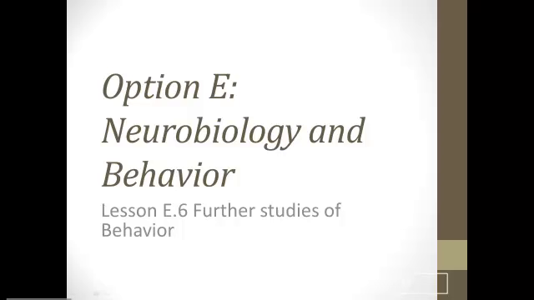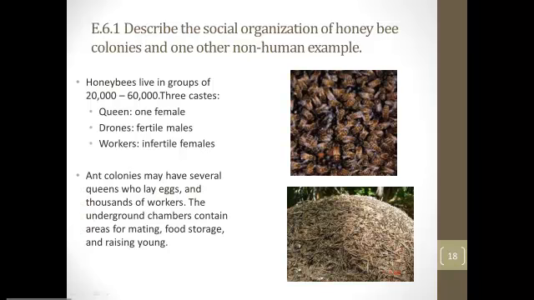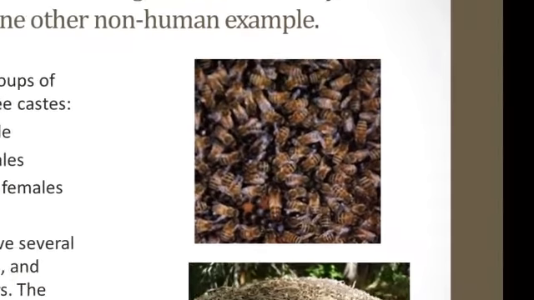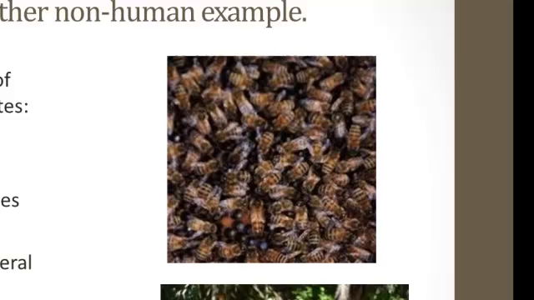Here we go. Last topic in option E, neurobiology and behavior, further studies of behavior. Usually when we talk about behavior, we talk about a person's behavior or individual behavior. But if you zoom out the lens a little bit, we realize that humans, along with many other animals, are social creatures, and they have certain behaviors in groups.